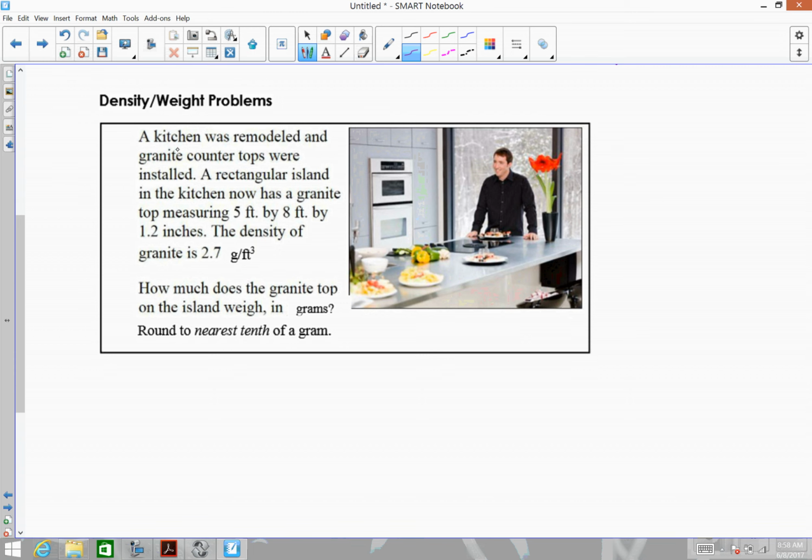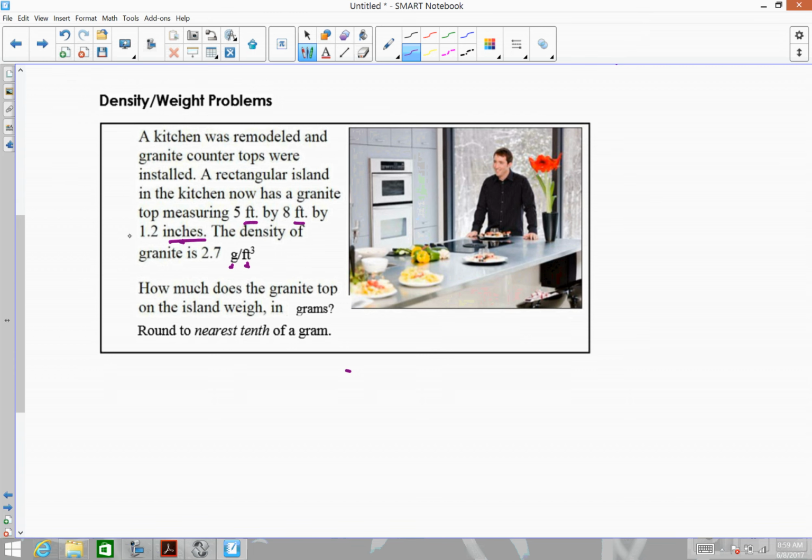So in this situation it says a kitchen was remodeled and granite countertops were installed. The rectangular island in the kitchen now has a granite top measuring 5 feet by 8 feet by 1.2 inches. Right now I have a red flag because my units aren't the same. And if I look at the density, it says it's grams per cubic feet. So that tells me that I need to get my units into feet, because my weight is going to be grams and my volume is going to be in cubic feet. So all these need to be in feet.